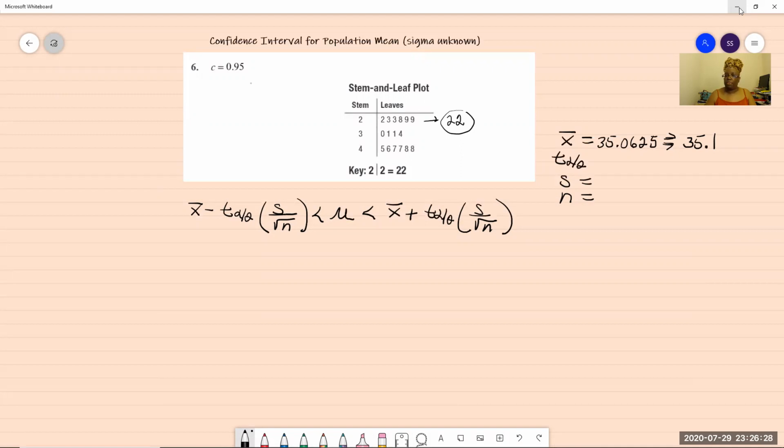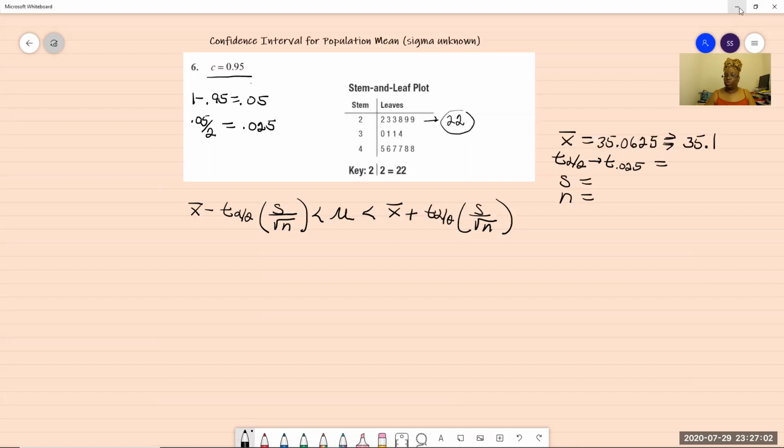So let's move on. We have this t alpha over 2. Well, we need to figure out this. What do we know about alpha? Alpha is 1 minus your confidence level, so that's 1 minus 0.95, which is 0.05. But since you're looking at both sides, you're going to have 0.05 divided by 2. That's alpha over 2, which is 0.025. So hence you're looking for a t of 0.025.